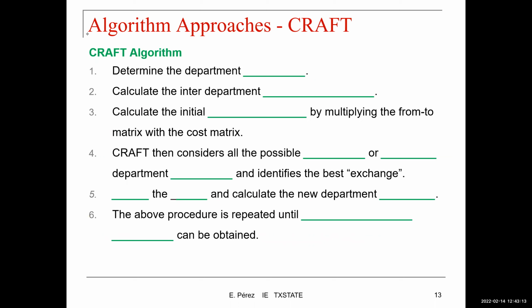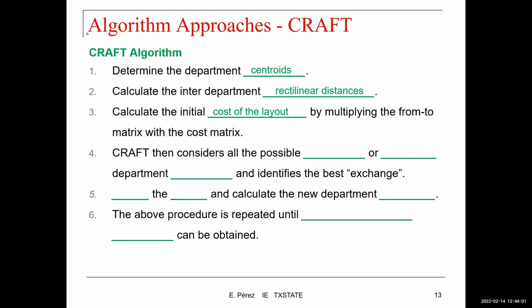And here are the steps. Okay, so we have 6 steps. We start with determining the department centroids. So we're going to have this block layout, initial layout, in which each block is representing a department. And we're going to find the centroid for each one of those departments. Then we are going to calculate the inter-department rectilinear distances. So for every possible combination of departments, we're going to compute the distance from centroid to centroid. Those are going to be rectilinear distances, so they're going to be following the path, the square configuration of the layout.